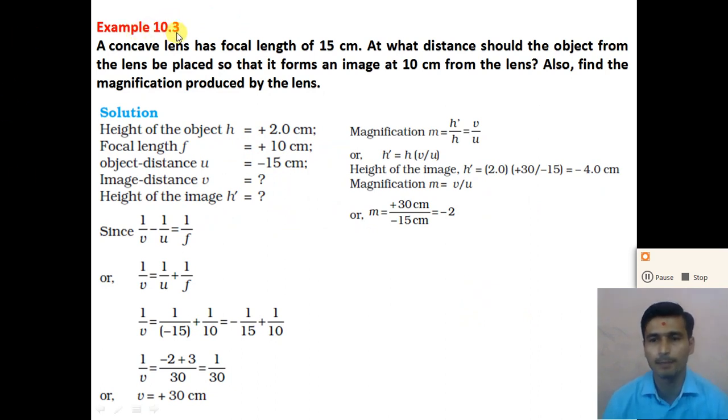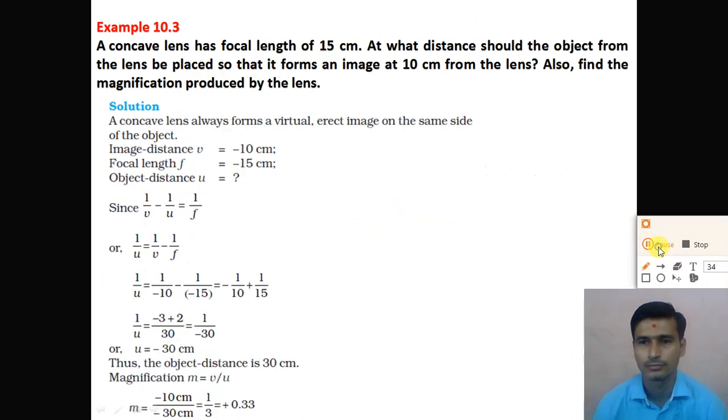Example number 10.3. A concave lens has a focal length 15 centimeter. So here the focal length of the concave lens is given to you, f is equal to 15 centimeter. And dear student, the focal length of the concave lens is negative. So we take focal length f is equal to minus 15 centimeter.